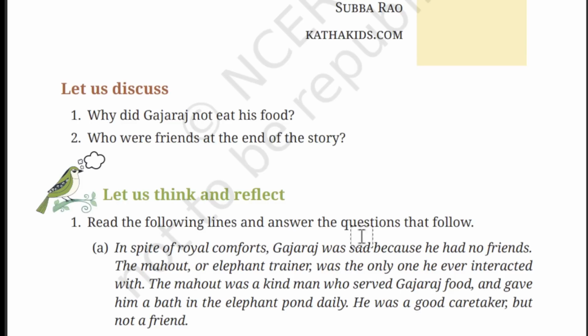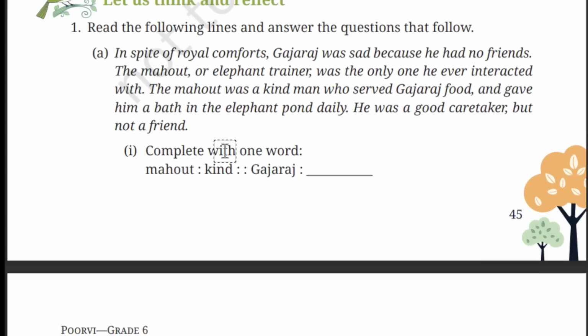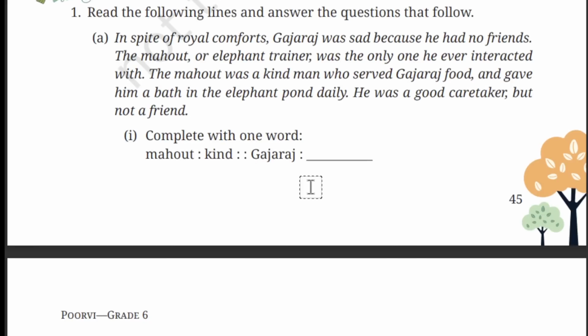Read the following lines and answer the question that follows. In spite of royal comforts, Gajaraja was sad because he had no friends. The Mahout or elephant trainer was the only one he ever interacted with. The Mahout was a kind man who served Gajaraja's food and gave him a bath in the elephant pond daily. He was a good caretaker but not a friend. Complete with one word: Mahout, kind. Gajaraja, what? So you have to fill in the answer. Let me write the answer here. Mahout, kind, but Gajaraja is sad. S-A-D, sad. Okay, next one.